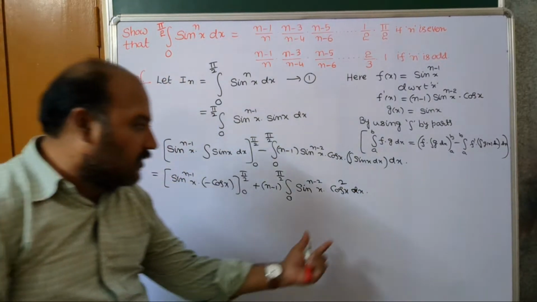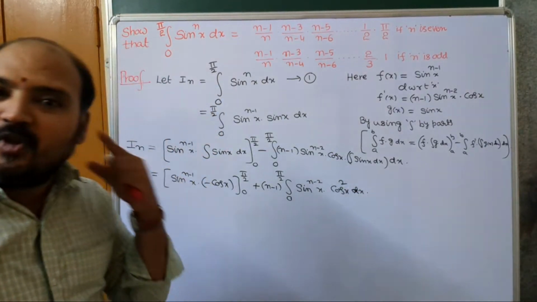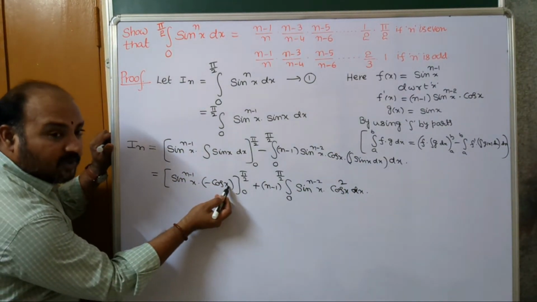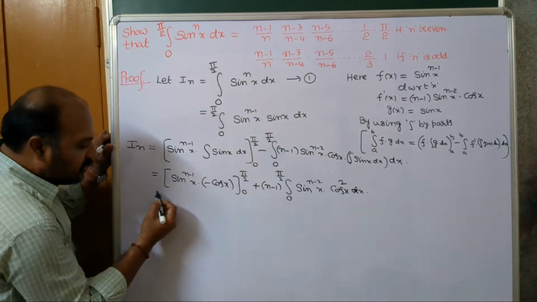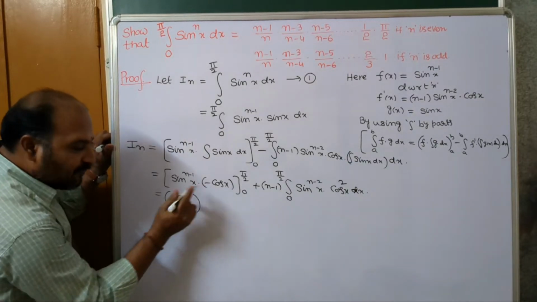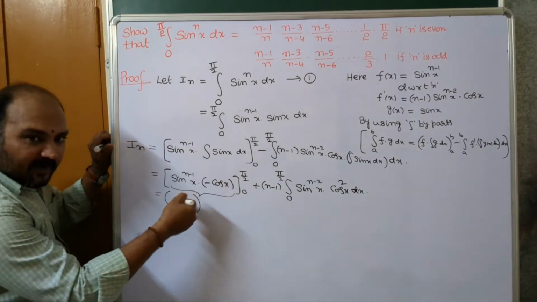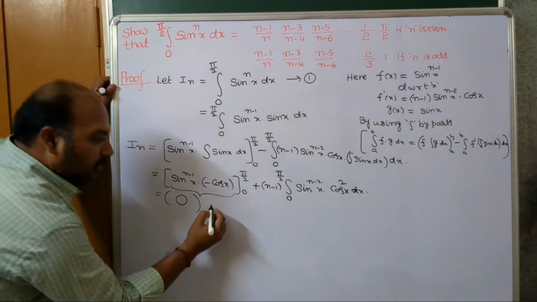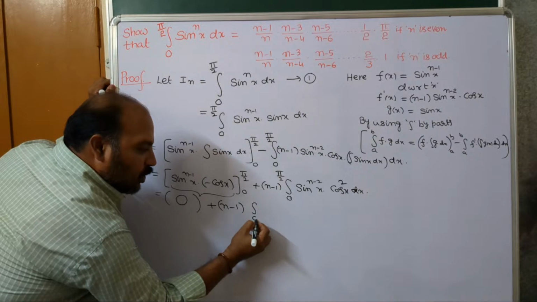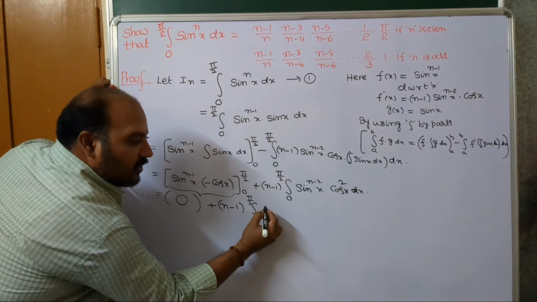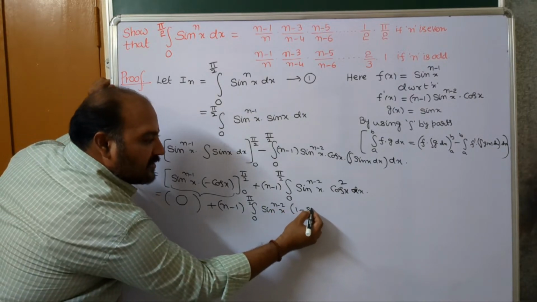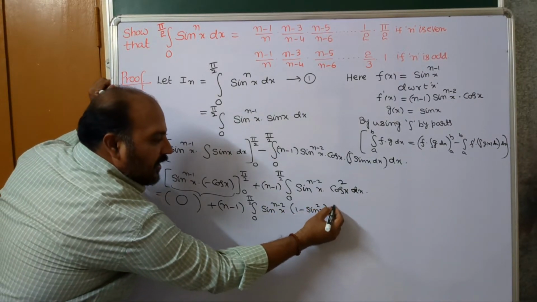In the next step, cos square x I am going to write as 1 minus sin square x. x equal to pi by 2, substitute: sin pi by 2 is 1, cos pi by 2 is 0. x equal to 0, substitute. So this complete value goes to be 0. This bracket value, dear students, after applying the limits, goes to be 0. Plus n minus 1 into integral 0 to pi by 2 sin power n minus 2 x into 1 minus sin square x into dx.